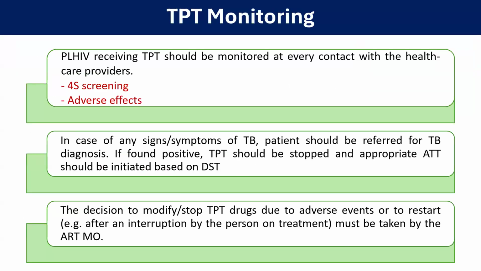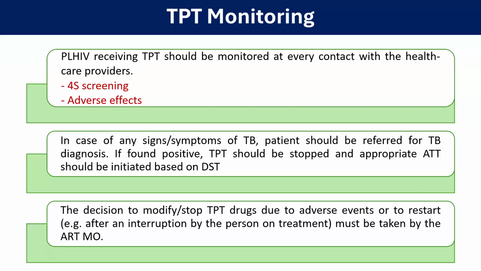So how do we monitor? PLHIV receiving TPT should be monitored at every contact with the healthcare provider. Again, the patient has to be screened with the four-symptom screening and for adverse effects. It's not that patients who are on TPT should not be screened; every patient again has to be screened with the four-symptom screening. In case any signs or symptoms of TB are present, they should be immediately referred for NAAT testing or the DMC. If found positive, the TPT should be stopped and appropriate ATT should be initiated based on the drug sensitivity testing.